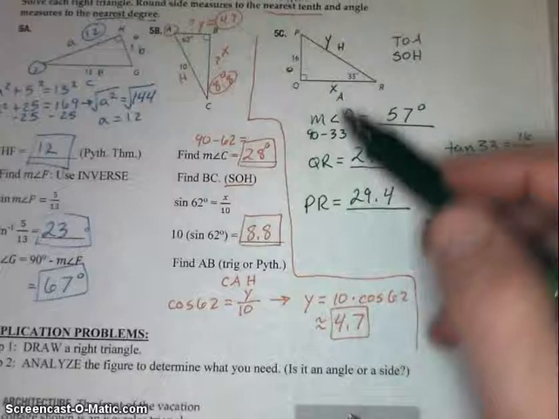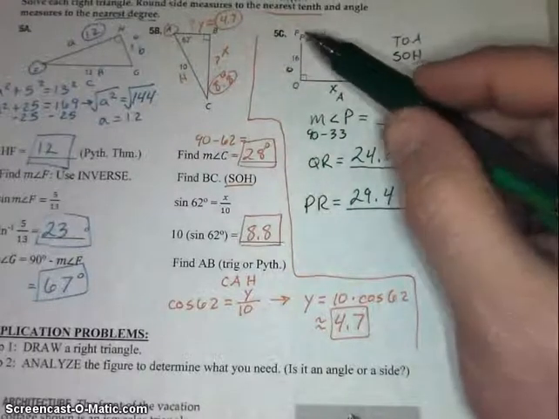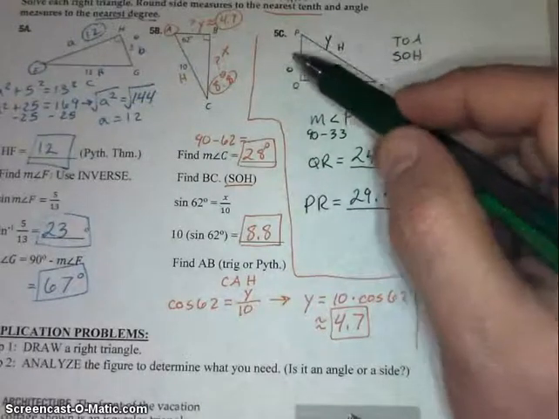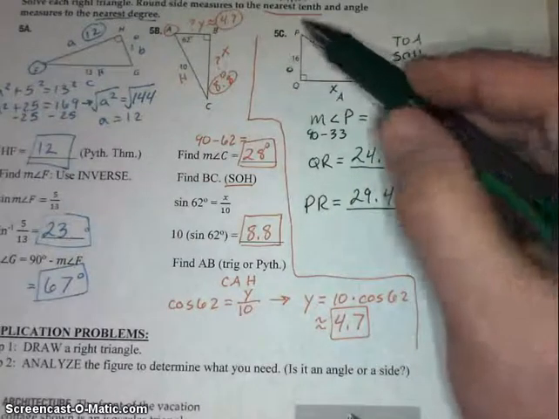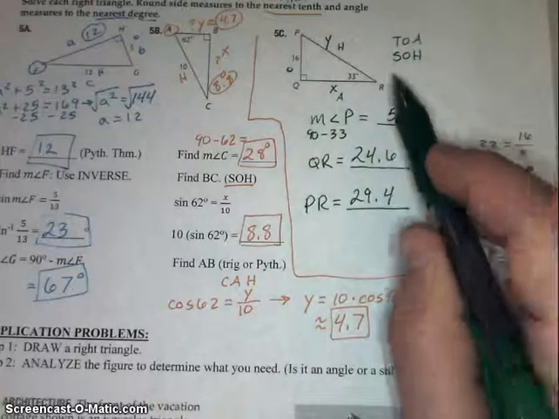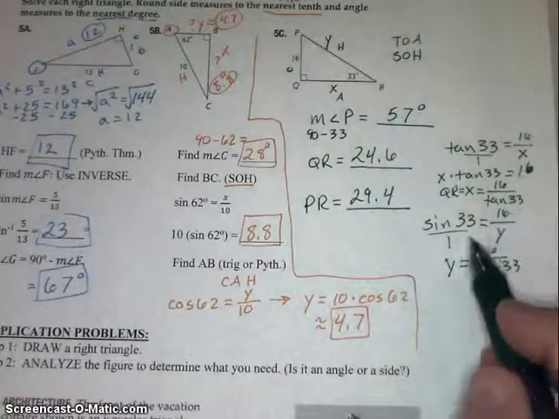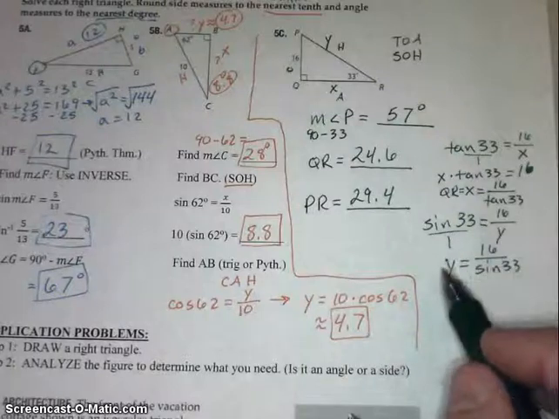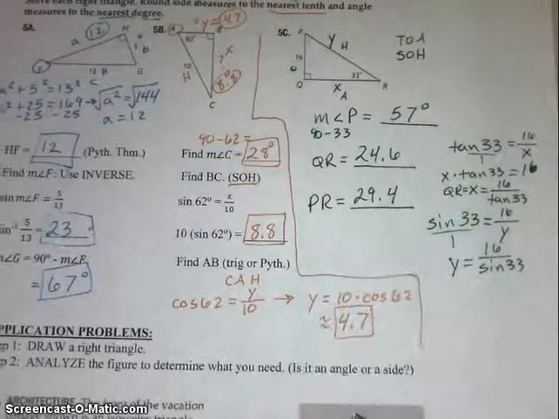And then for finding PR, or the value of y, we're going to use the opposite length of 16 from the 33 degree angle, but we're looking for the hypotenuse now. Since I'm using opposite to find hypotenuse, I'm going to use sine. So sine of 33 equals 16 over y, so I use my proportion again, and y would be 16 divided by sine of 33, which is about 29.4.